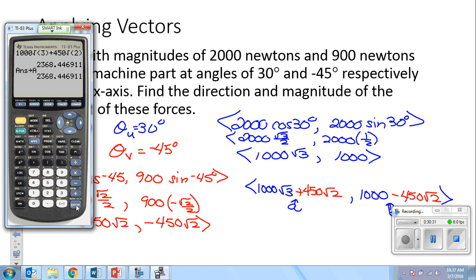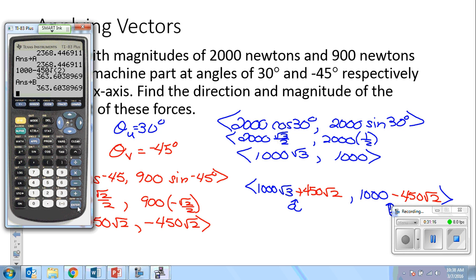Now we're going to do the B part of this. We're going to take 1,000 minus 450 times the square root of 2. Okay, that's going into B. So we're going to hit the store button and alpha B, which is right next to A. So we've got 363.60 in B now. Is anybody on the calculator?